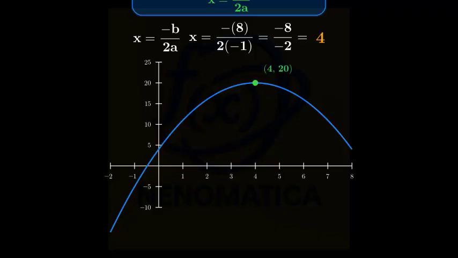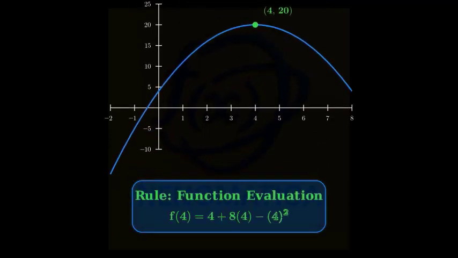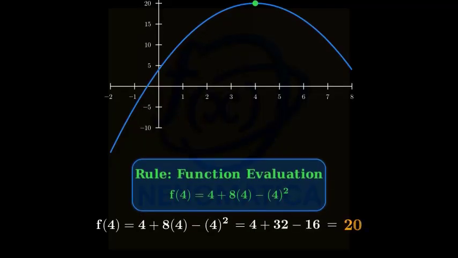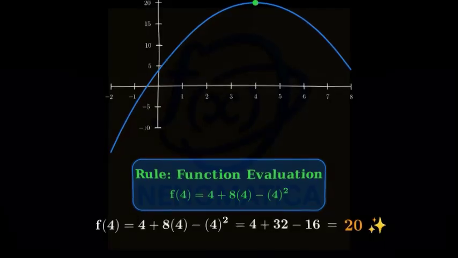Step 3. Evaluate the function at x equals 4 to get the maximum value. We plug in x equals 4. F of 4 equals 4 plus 8 times 4 minus 4 squared. That simplifies to 4 plus 32 minus 16. So f of 4 equals 20, which is the maximum value. Final answer. The maximum value of the function is y equals 20, occurring at x equals 4. Let's show the final result clearly.